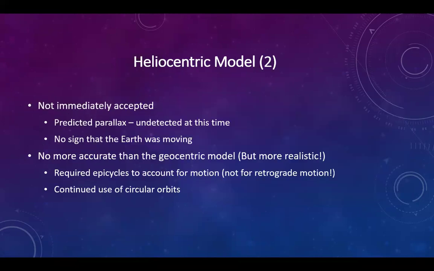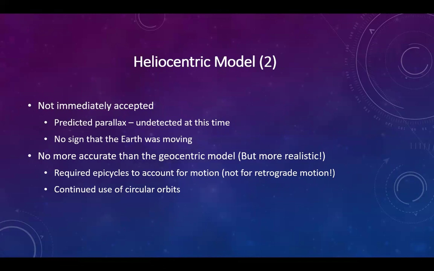The heliocentric model was not immediately accepted. It predicted parallax, and no one had seen it. So Tycho Brahe never liked the heliocentric model, for example, and he was the guy with the best astronomical data in the world at the time. This was a bit later, but he rejected it because he never saw parallax, and there was no sign that the Earth was moving. When you're on the Earth, it doesn't feel like the Earth is moving.